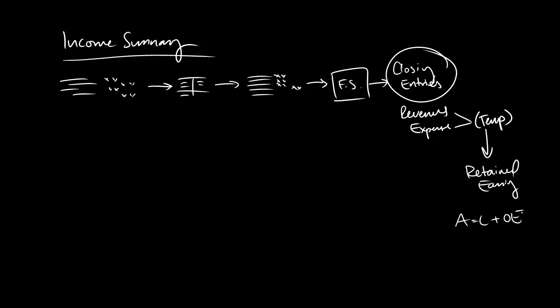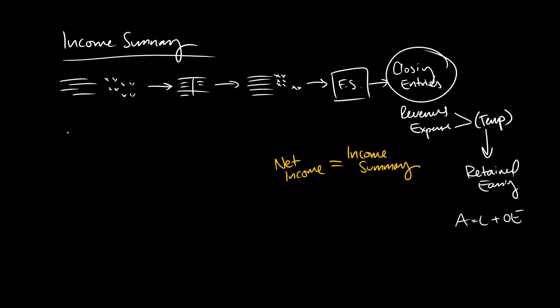So in order to get all of our revenues and expenses into our retained earnings account, we use an account called income summary. Essentially, income summary is going to be the same in total value as our net income, just as a rule of thumb.